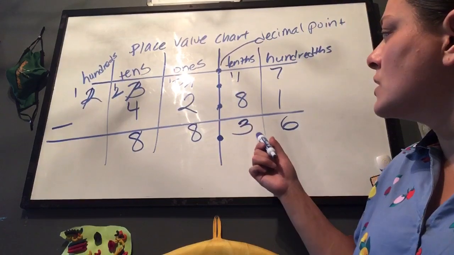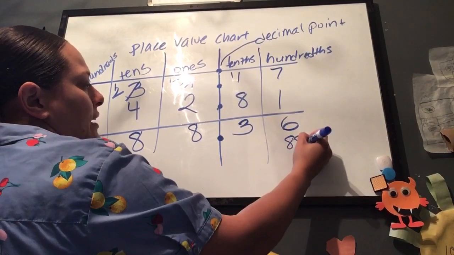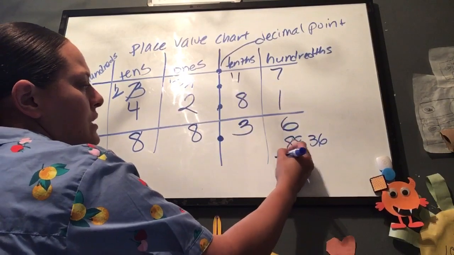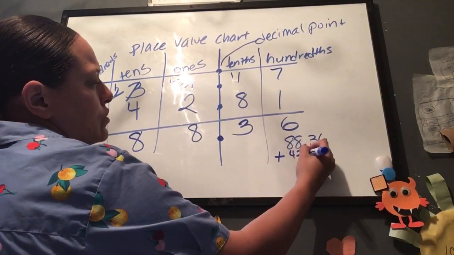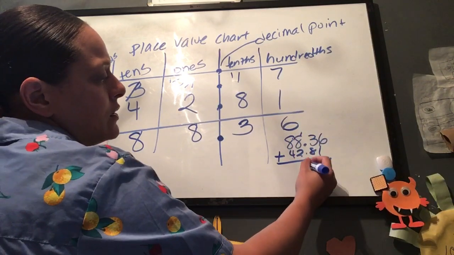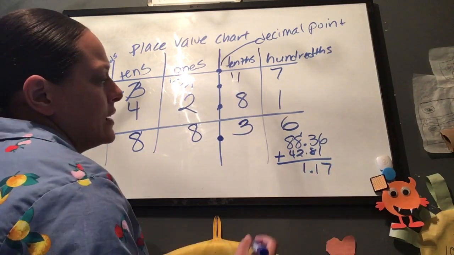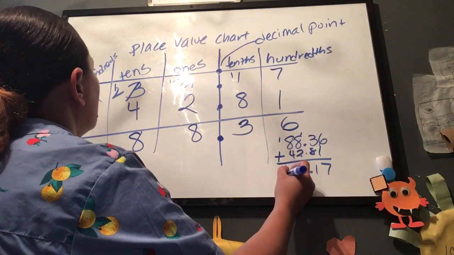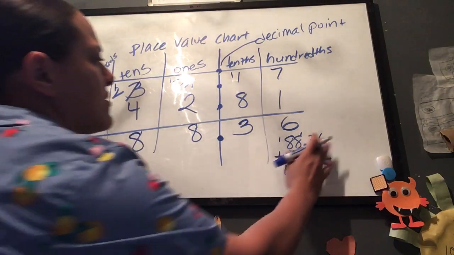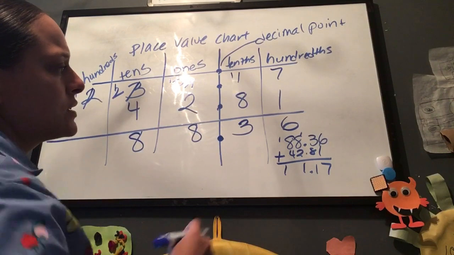So let's make sure. Another thing that's important to do is to check your answer. Another way of checking is doing this, without the chart, so you can see, plus 42.81. So that's 7, 11, 11, and wait, what? Sorry, hold on one second. Let me make sure I have the right numbers. 8836, 42.81.